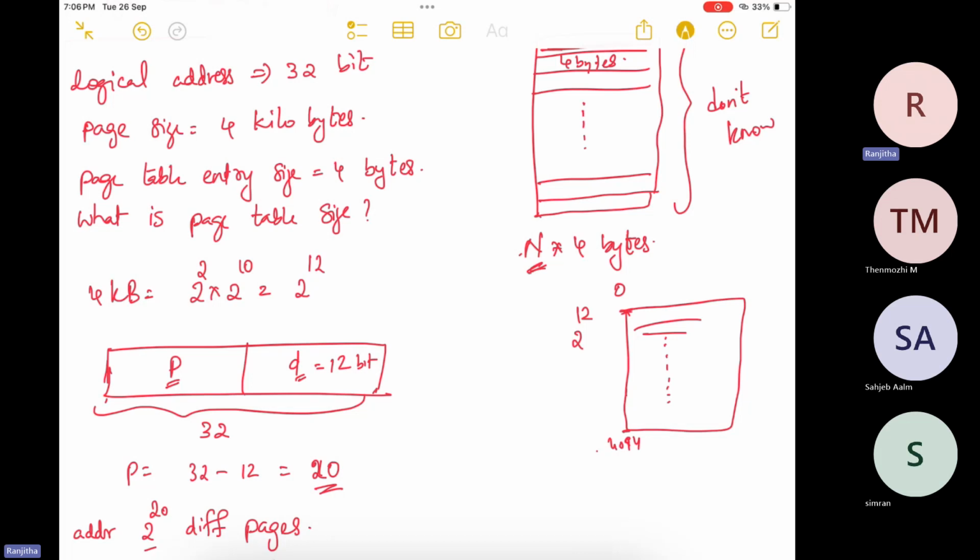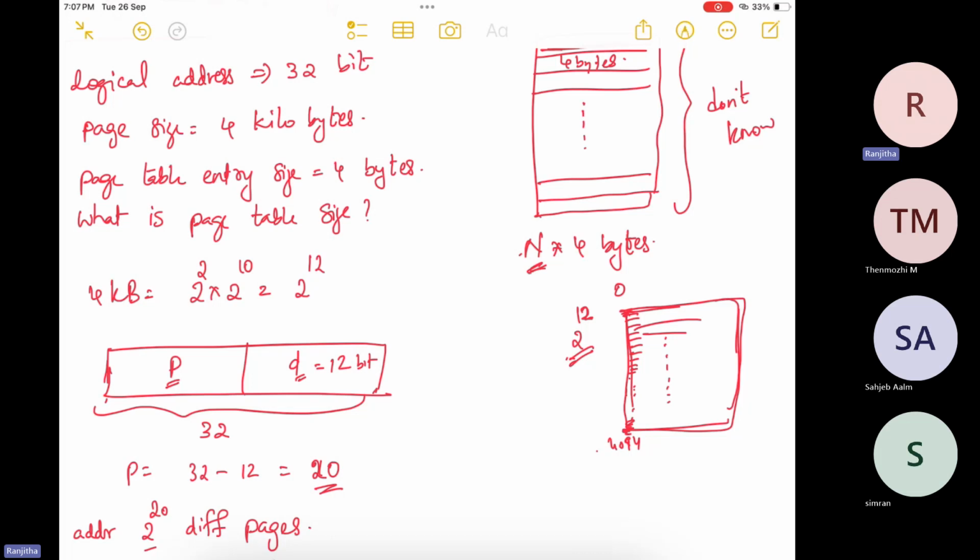4094, I think. From 0 to this much. So now that is represented using 2 power 12. So we are using 12 bits, and using 12 bits, we can address this many individual locations. So these 12 bits of the logical address will be used to identify the offset within the page, the displacement or the offset.